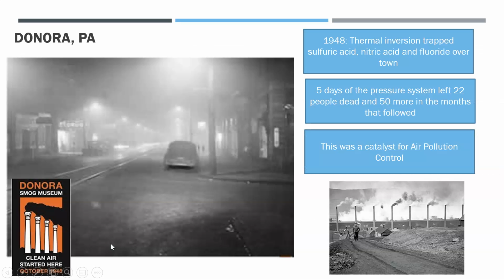So I want to start by talking to you about a particular case, sort of a landmark case in air pollution, and this was a case in Pennsylvania in 1948 where a thermal inversion trapped sulfuric acid, nitric acid, and fluoride over town. So they were heating up metals here that were releasing toxic gases. After 5 days with this high pressure system keeping the smog down near the ground, it left 22 people dead and then 50 more in the months that followed.